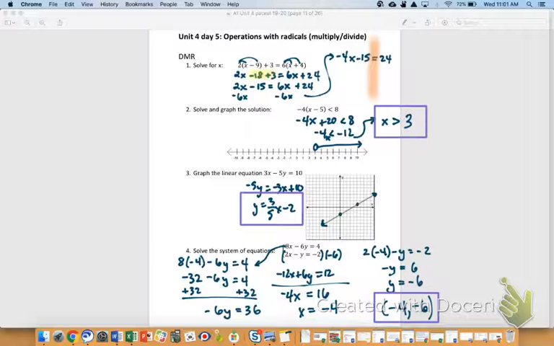What would you do first before I did anything else? Add 15. Add 15, yeah. Adding 15 to both sides of the fence makes perfect sense. That gives me -4x equals 39. And now I've got to get rid of that negative 4.